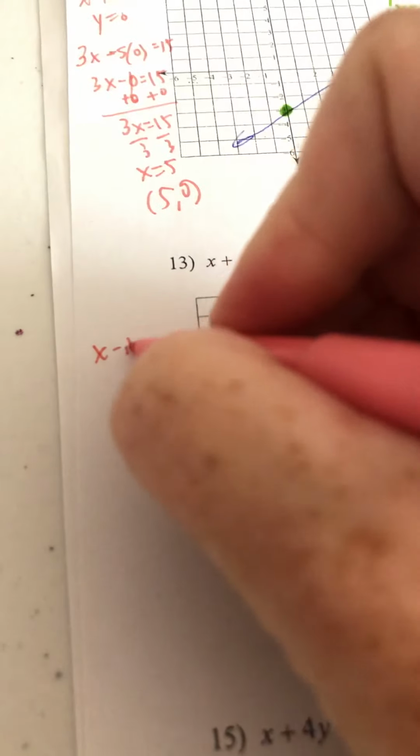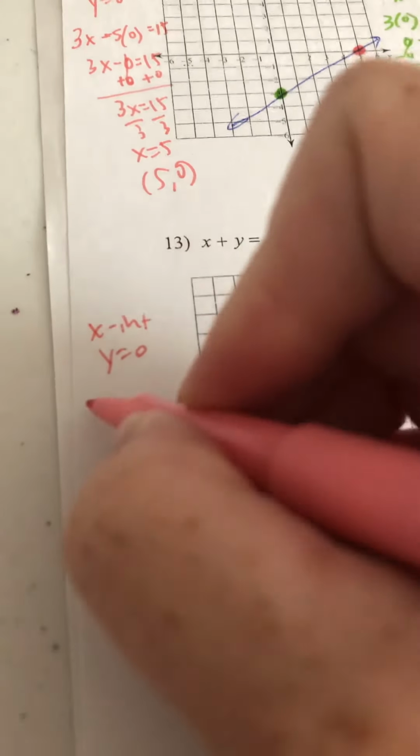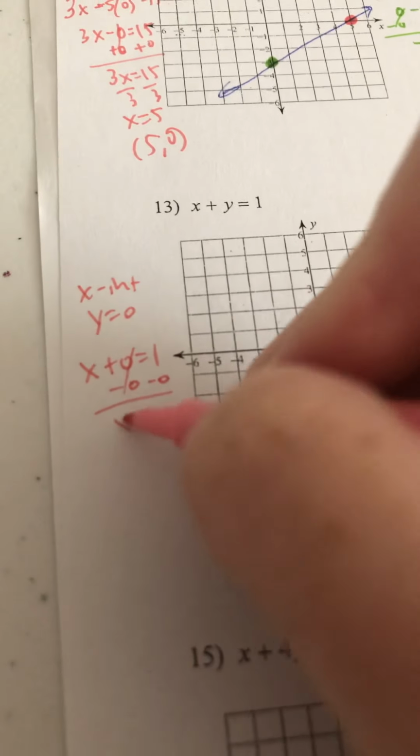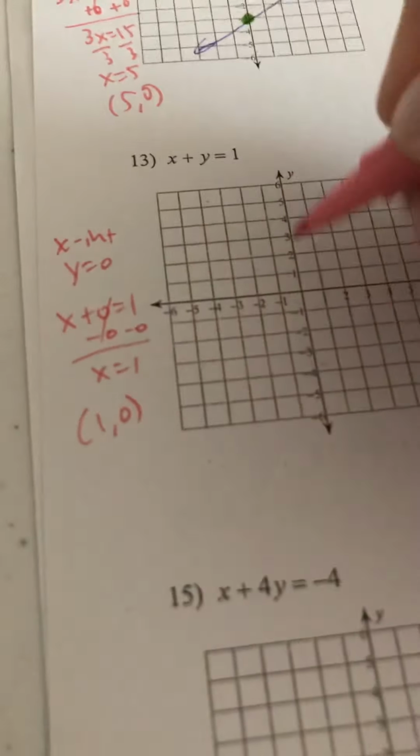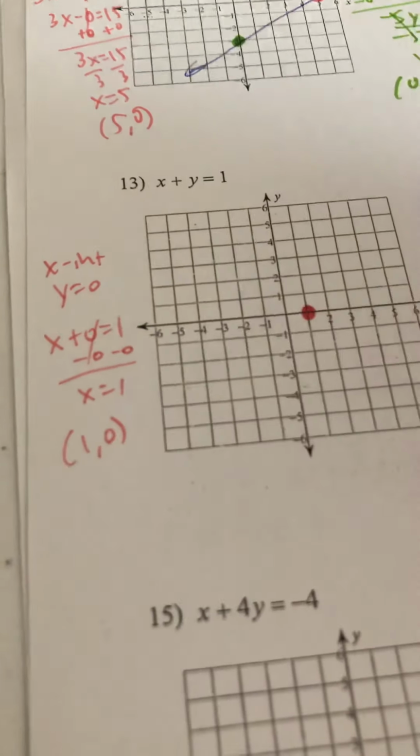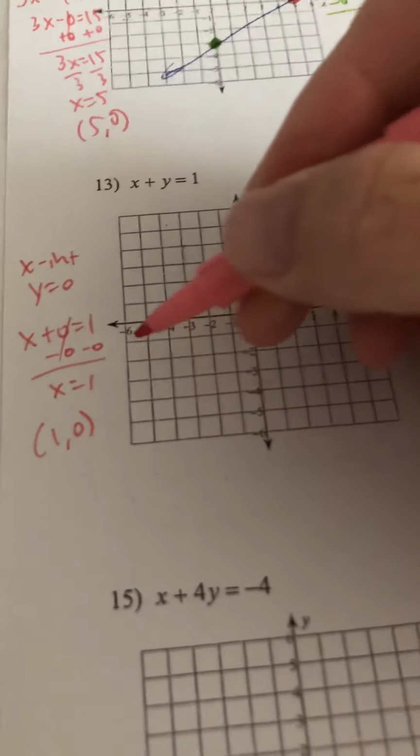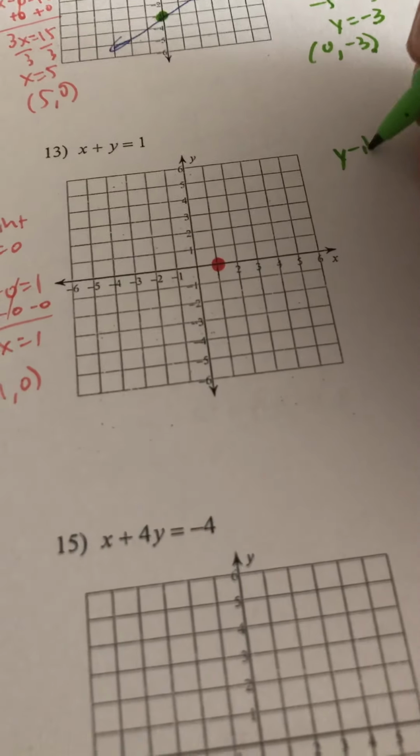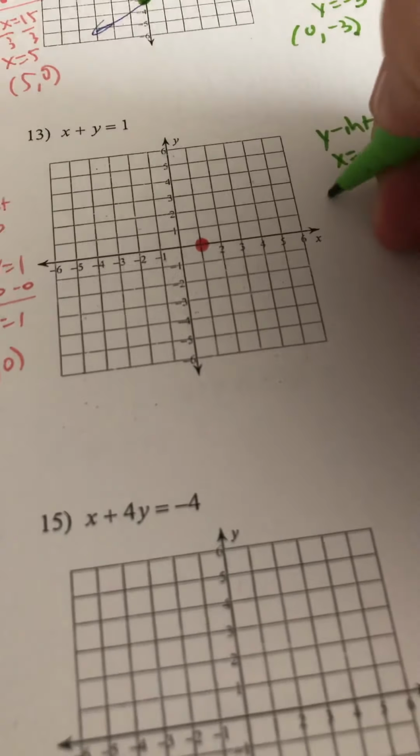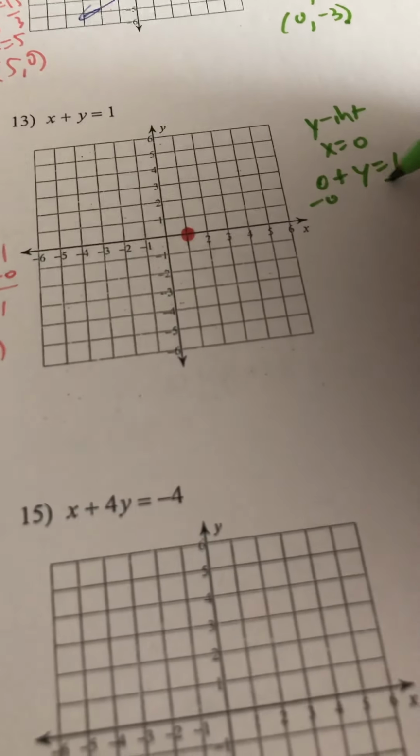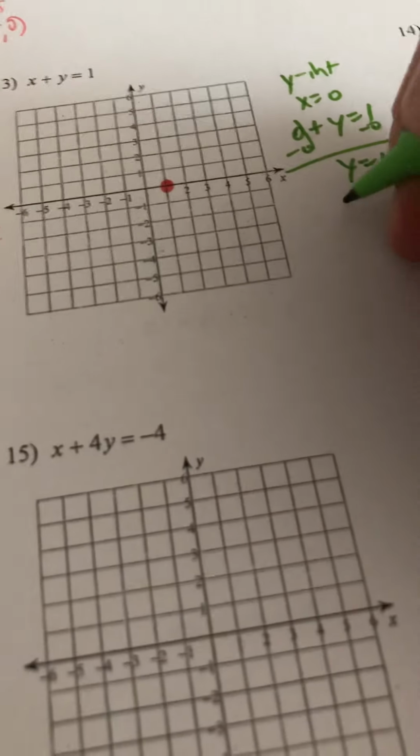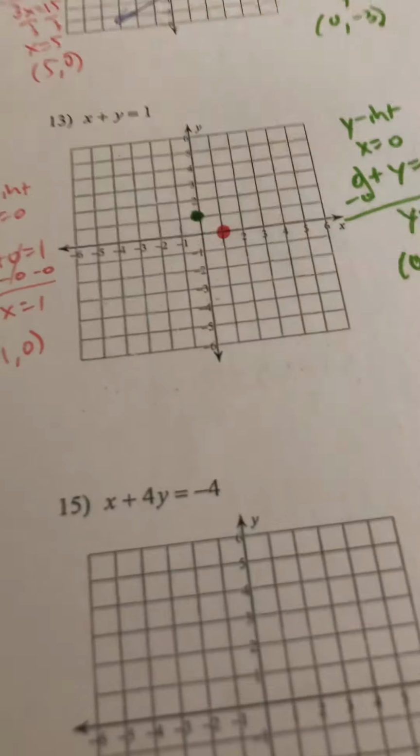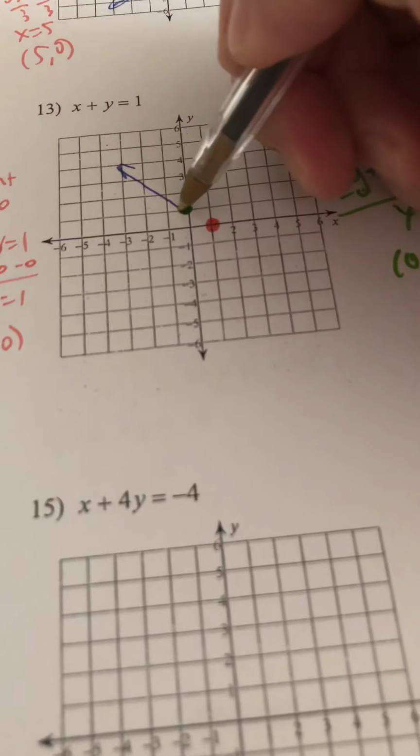So we had an x-intercept, y equals 0. So I have x plus 0 equals 1. So subtract that 0, and x is 1, or 1, 0. On the x-axis. It's an x-intercept, so it's going to go on the x-axis wherever it says. Looking at the y-intercept. So now x is 0. 0 plus y equals 1. Subtract that 0. Y equals 1, or 0, 1. And so my equation will look like that.